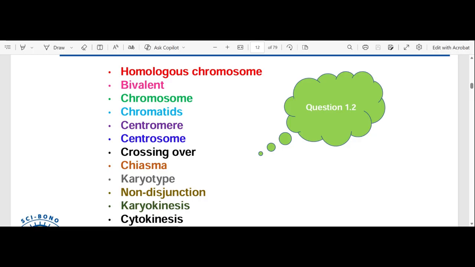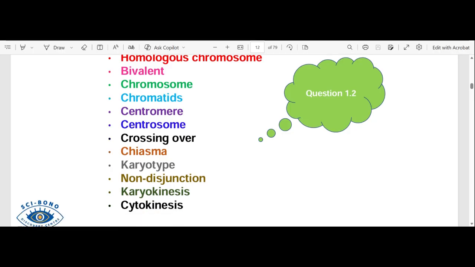Okay, chromosome. So what is a chromosome? A chromosome is a condensed structure that contains a DNA molecule inside of it. When I'm saying condensed structure, it means it's a crystallized structure that contains a DNA molecule inside.